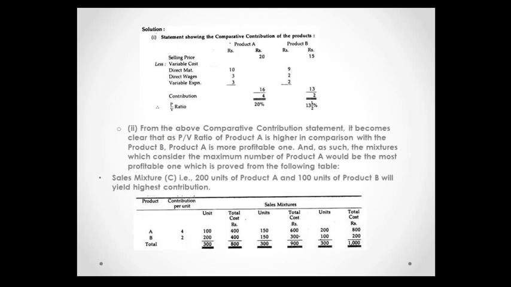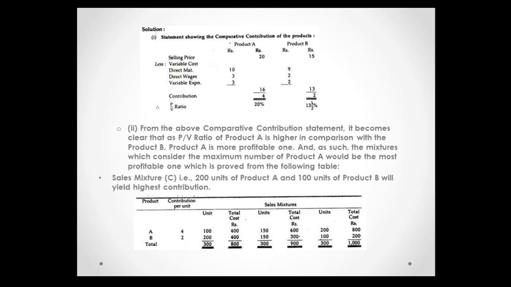contribution statement. In the first part of the solution, we are calculating the contribution per unit. So we are taking the selling price and deducting the variable cost, direct material, direct labor, and direct wages for product A and product B. We are getting a contribution of 4 and 2. So contribution divided by sales into 100, we are getting a percentage also.